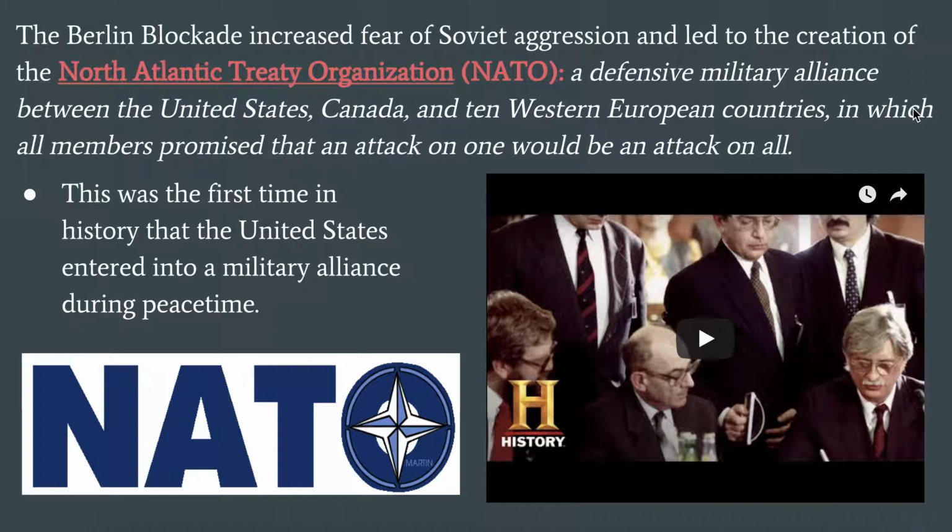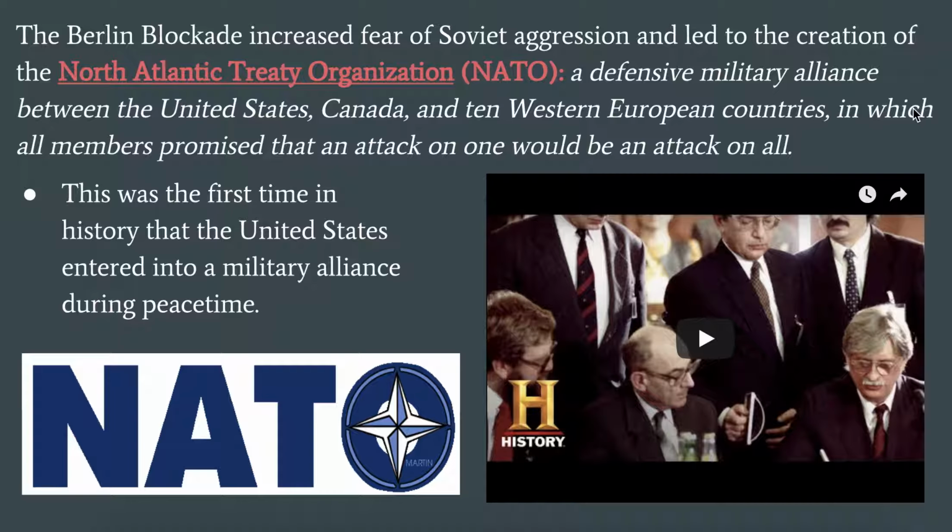The Berlin blockade, however, did increase fear of Soviet aggression. People around the world began to see what the Soviet Union was capable of. They held a portion of a capital city hostage for almost an entire year. So people began to be concerned about what the Soviet Union was capable of. And this led to the creation of the North Atlantic Treaty Organization, also known as NATO.